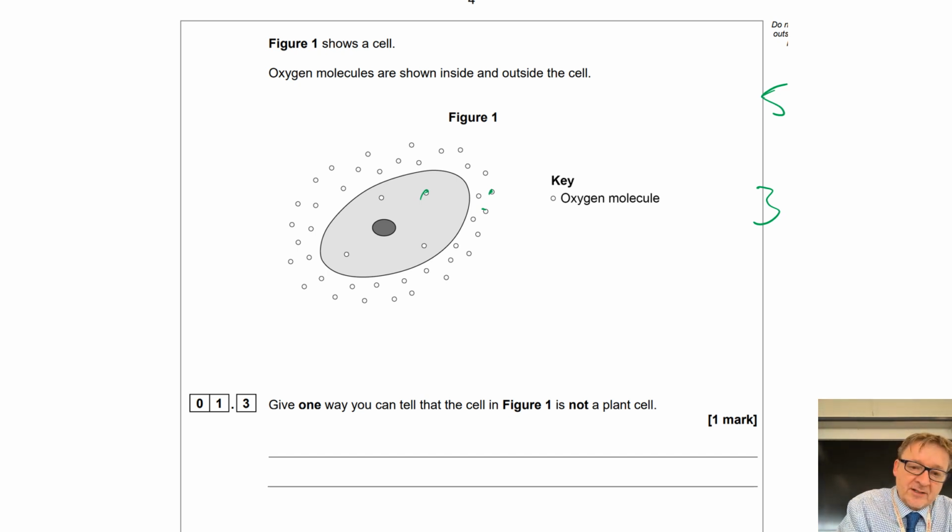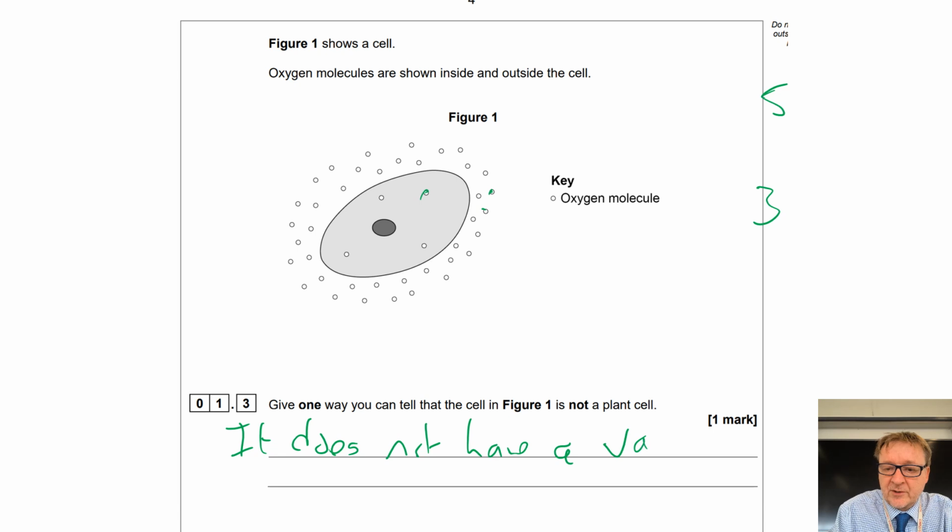Okay, so I could say it does not have a vacuole. You could put permanent vacuole. It does not have a cell wall. And it does not have chloroplasts. Any of those 3 would work, but just make sure you're writing it as clearly as you possibly can when you're doing it.